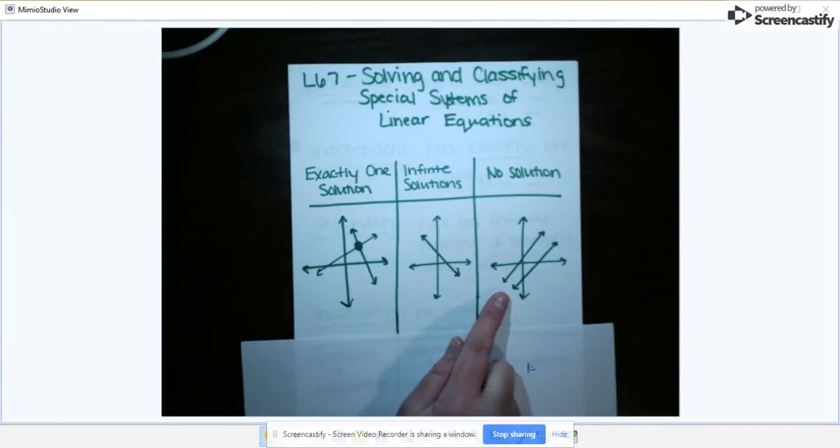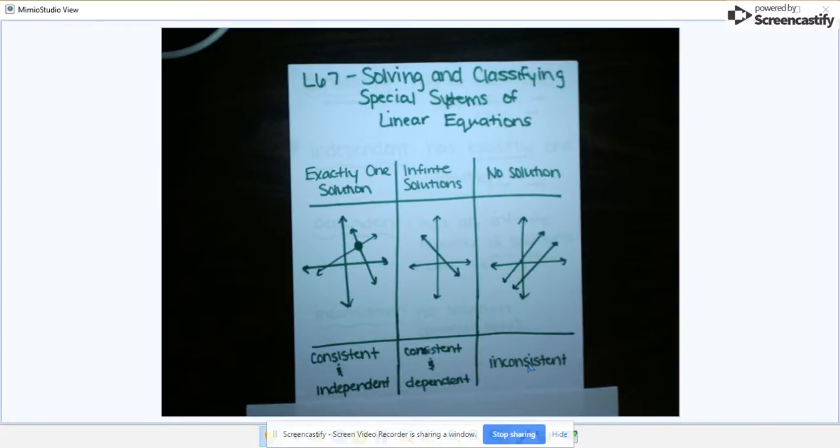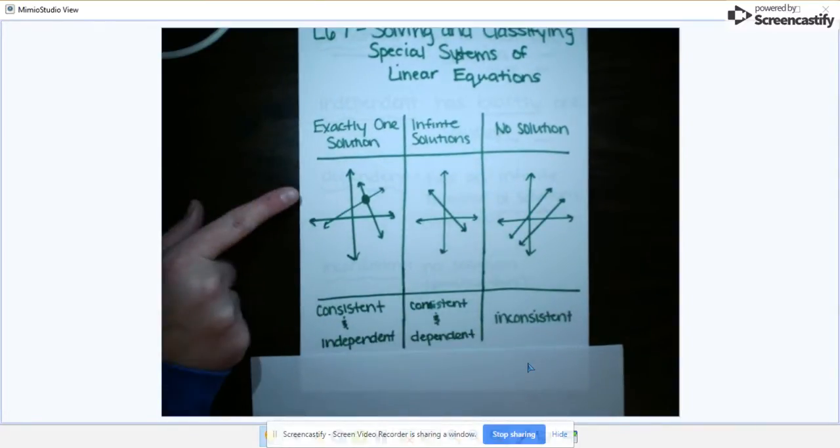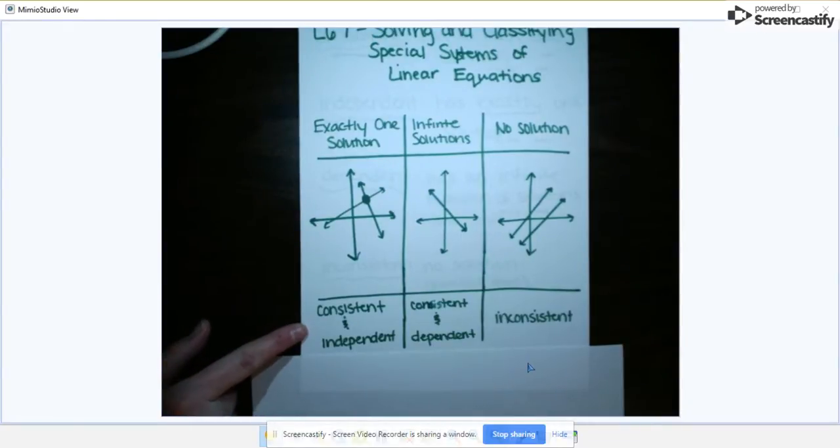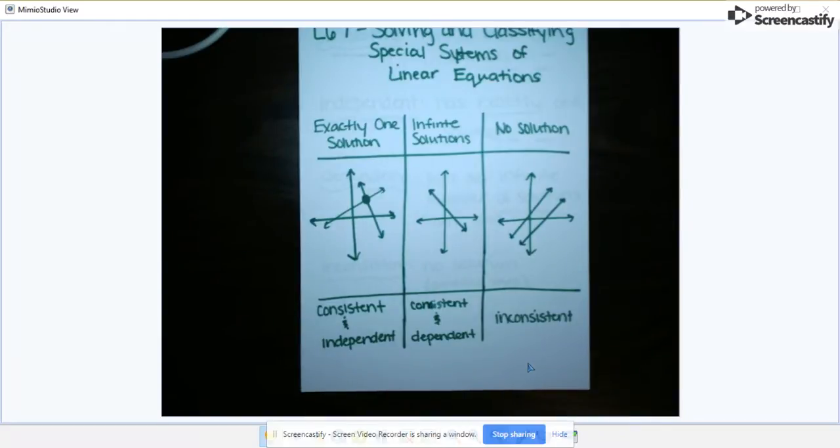So when you have these three different scenarios, we have some fancy words for them. When you have exactly one solution, it's what we call consistent and independent. Infinite number of solutions or the same line means that it's consistent and dependent. And then if there's no solution, it's what we call inconsistent.